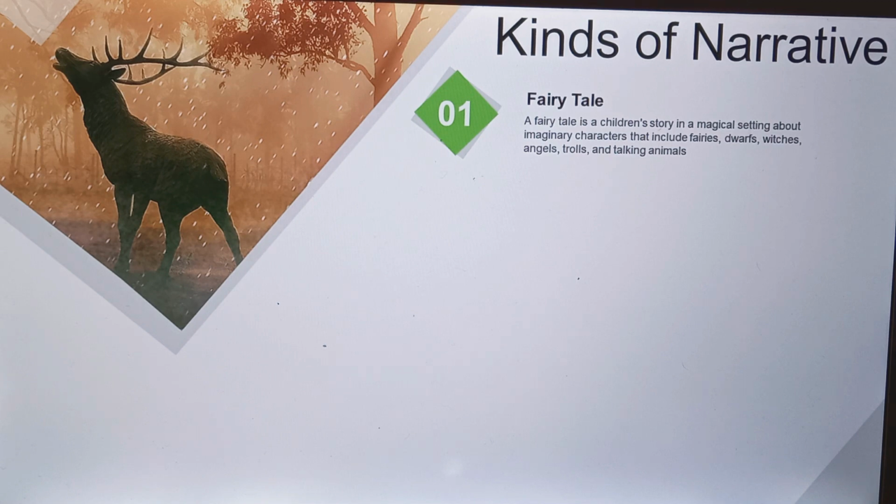Jadi jenis naratif yang satu ini adalah children's story in a magical setting about imaginary characters that include fairies, dwarfs, witches, angels, trolls, or talking animals. Jadi fairy tale ini adalah cerita untuk anak-anak yang biasanya yang karakternya itu berupa peri, ibu peri, terus hewan-hewan yang bisa ngomong, bisa berbicara, atau trolls like dwarfs and witches, penyihir. Nah, itu disebut dengan fairy tale.